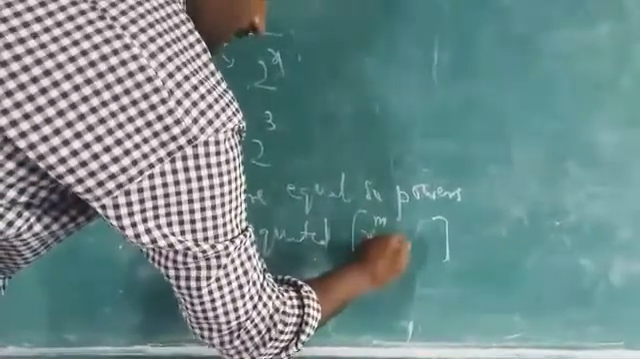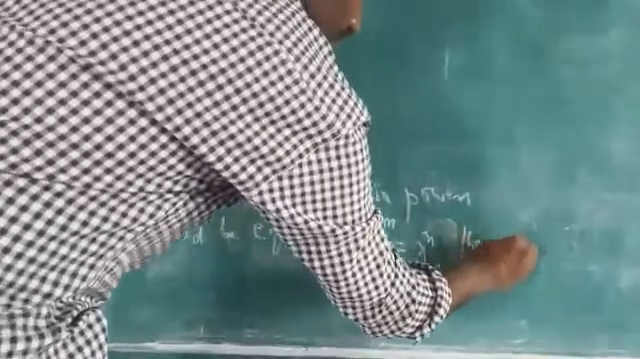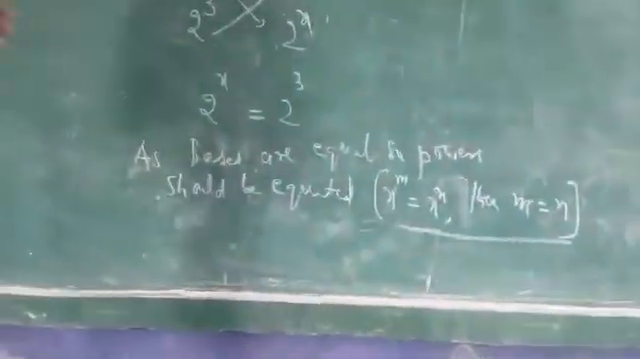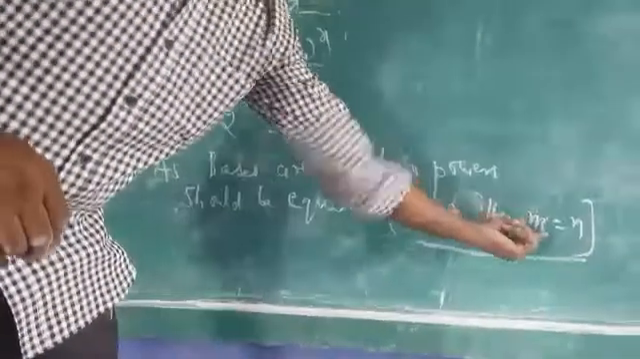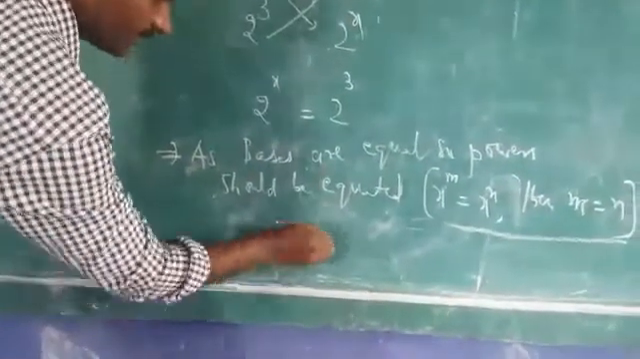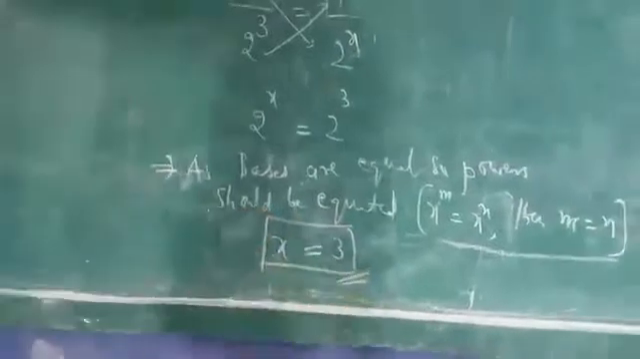The formula is: if x to the power of m is equal to x to the power of n, then m is equal to n. Those who don't want to write this statement, you can copy this one. If x to the power of m is equal to x to the power of n, then the powers will be equal. Now learn here, what is the power here? x. Very good. Here power 3. Therefore, x is equal to 3.